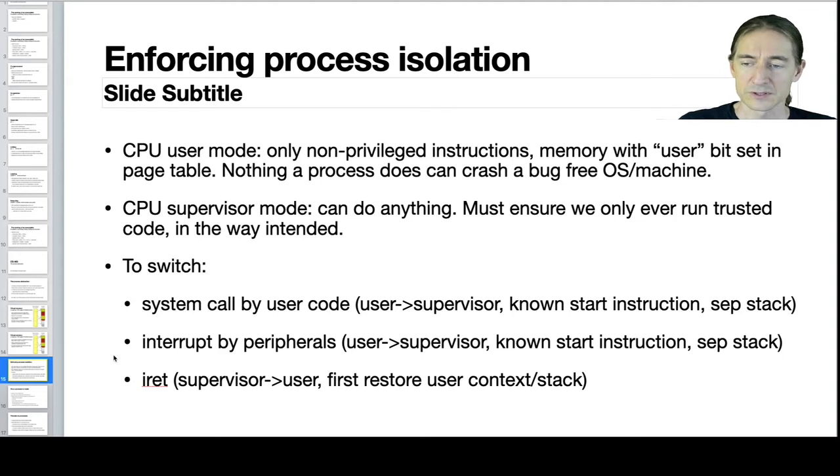And then there's the switch back. How do we get from supervisor mode to user mode? There's basically only the one. There's one instruction, iret, which switches back to user mode. Before we do that in the kernel, we have to make sure we restore all the register contents to what they used to be before the system call or the interrupt happened. That includes switching to the original stack.